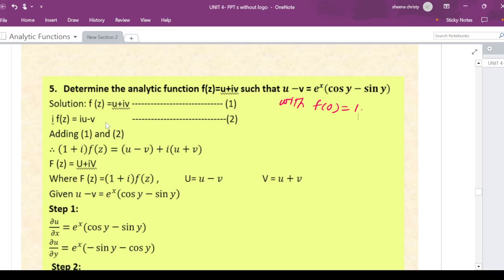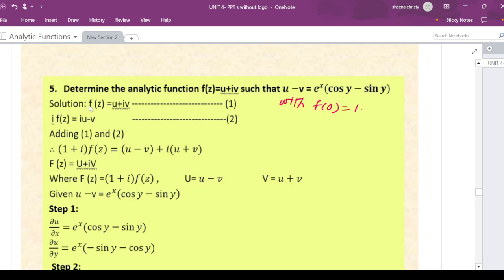Consider this problem in analytic function construction by using the Milne-Thomson method. Determine the analytic function f(z) = u + iv such that u − v = e^x (cos y − sin y) with f(0) = 1. First, we have to identify whether this u − v is a real part or an imaginary part.